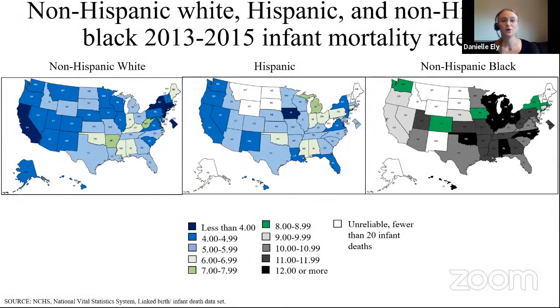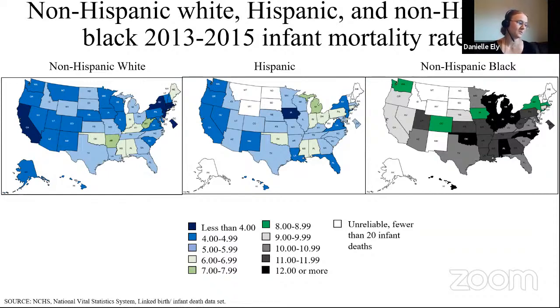Following up on these, a previous report that we put out looked at the differences in infant mortality rates by state by the three major race and Hispanic origin groups, being non-Hispanic white, Hispanic, and non-Hispanic Black, from 2013 to 2015 combined years. The reason that we looked at it like this was we wanted to show the ways that the race and Hispanic origin groups differed in infant mortality rates across the states.